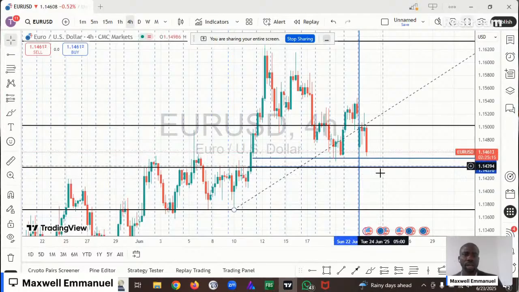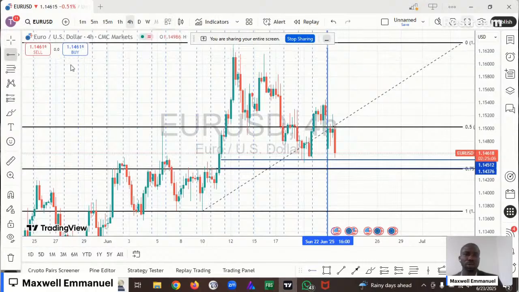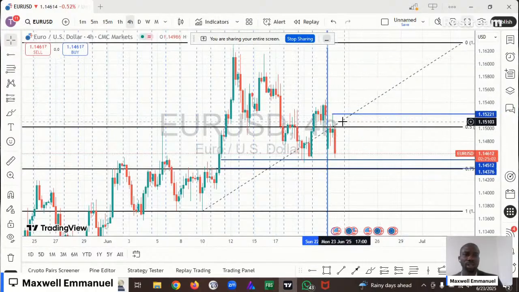Okay, because here we had a shooting star. And after the formation of this shooting star, most retail traders will jump in and start selling. And where would they have their stop losses? Their stop losses will be residing at this previous high. This is an area of liquidity. This is buy side liquidity.